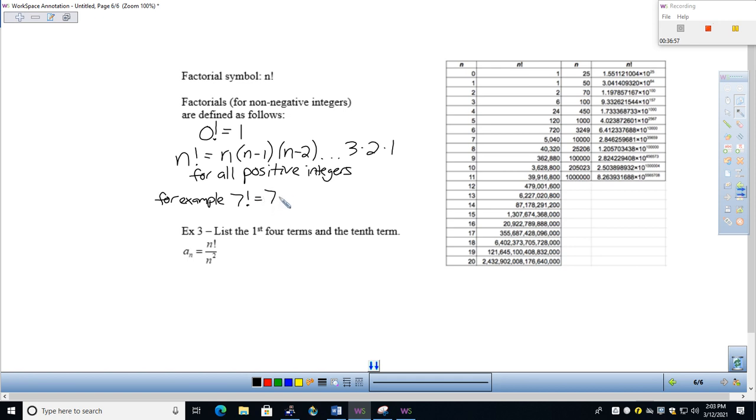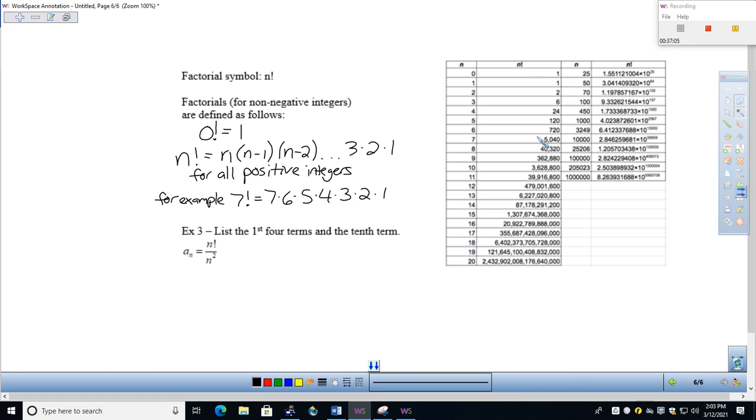I start with 7, and I'm going to multiply it by all the positive integers below it, all the way down to 1. And so if I did take 7 times 6 times 5 times 4 times 3 times 2 times 1, I would actually get 5,040.